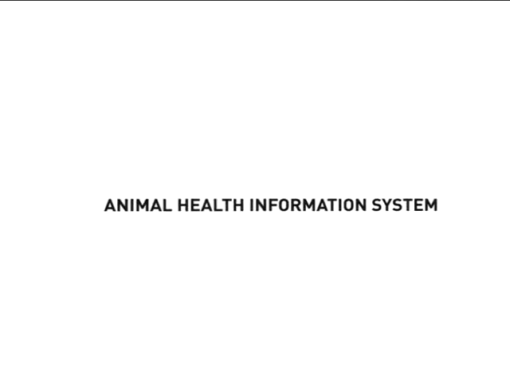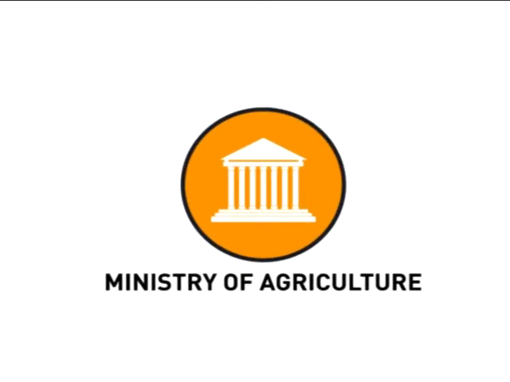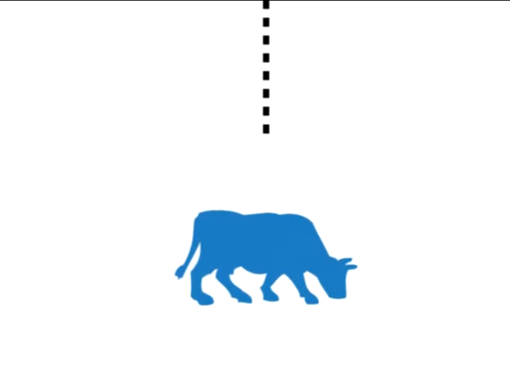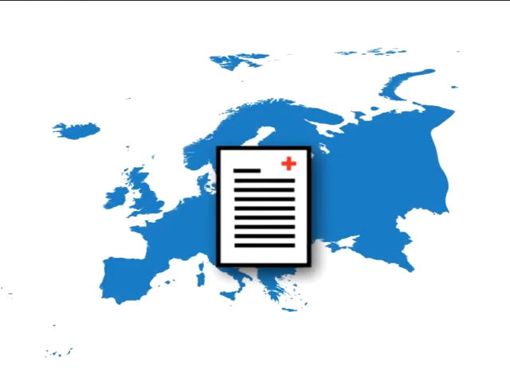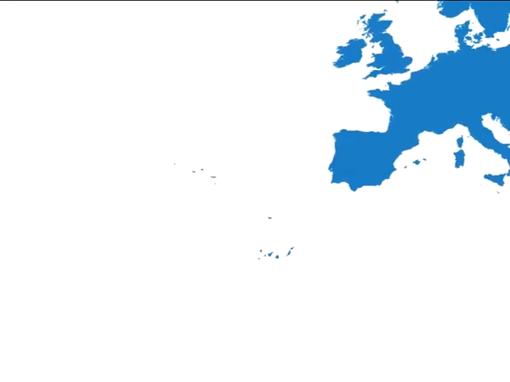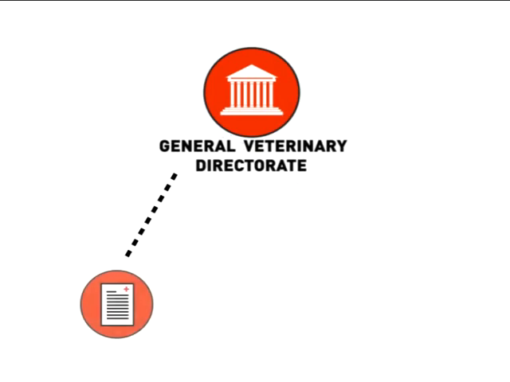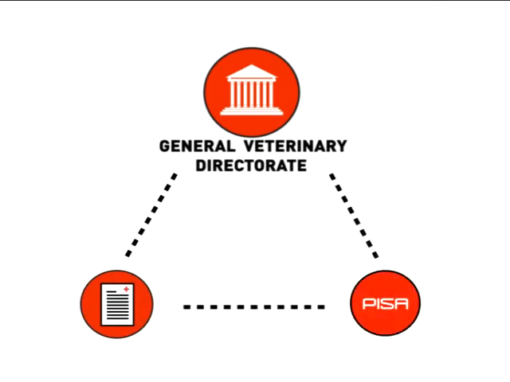Since 1990, Portugal has been using an animal health information system, officially adopted by the Ministry of Agriculture, PISA. This is the system that manages animal health, accurately complying with the standards in force in all European Union countries. In Portugal, the General Veterinary Directorate is the entity responsible for coordinating disease eradication plans locally, whereby PISA was established in accordance with its guidelines.